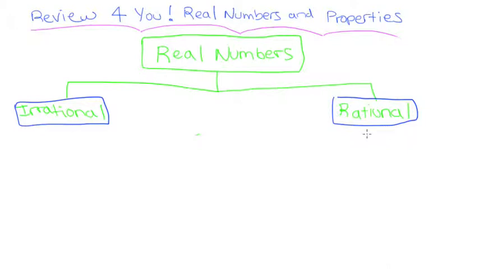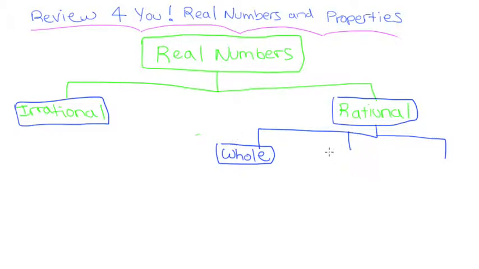So let's divide rational first. Rational can be divided into 3 parts: whole numbers, natural numbers, and integers. Whole numbers, natural numbers, and integers.